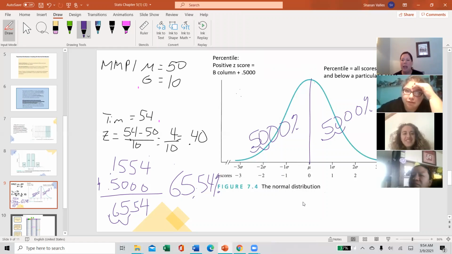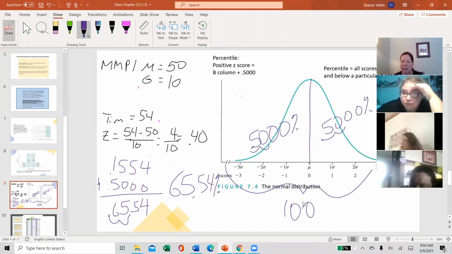So half and half: half the people are above the mean and half the people are below the mean. The entire thing added up all together will be 100%, 100% of the people. That's just a given. That's just the way it is. It's always going to be that way.